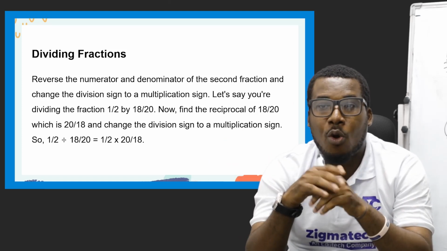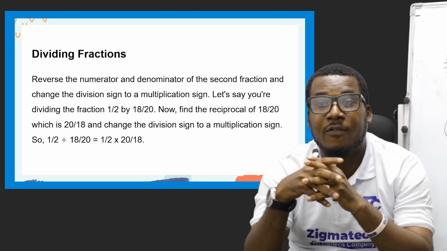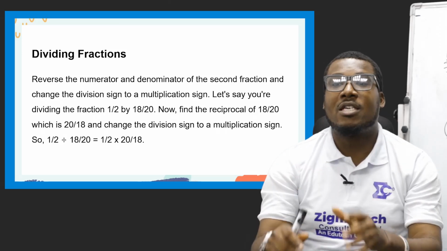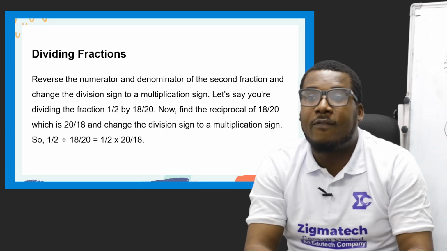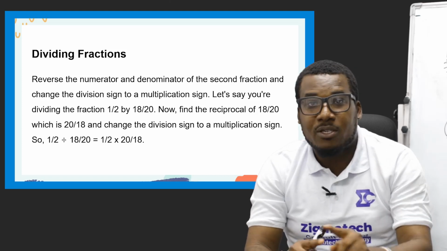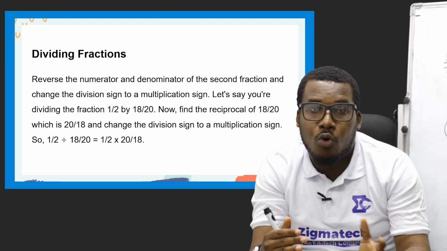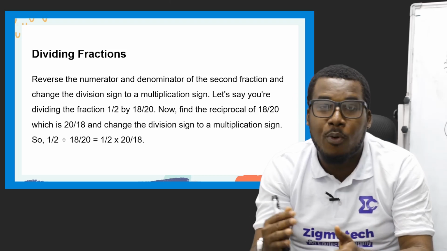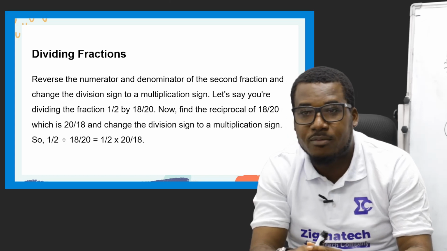Let's say you're working with a similar question, where they give you a fraction and say divide the fraction 1/2 by 18/20. You must first find the reciprocal of 18/20, where reciprocal means the change of position, which is 20/18. Reciprocal is something opposite, that is, you're inverting it. 20/18 is the reciprocal of 18/20.